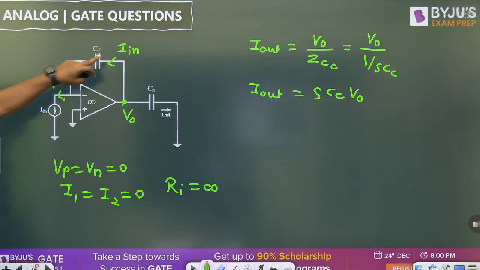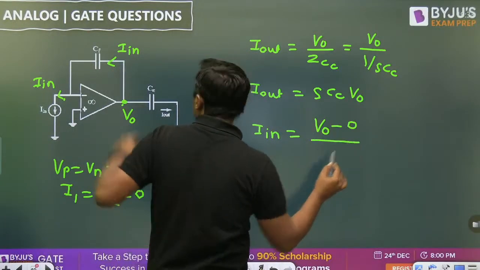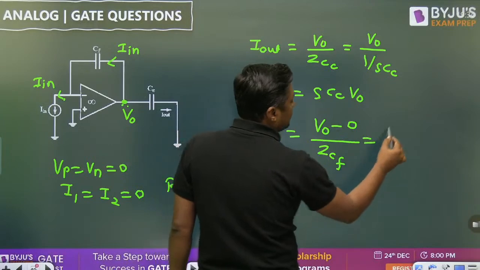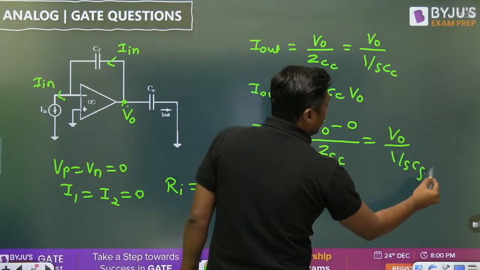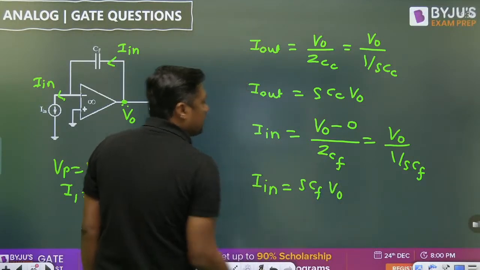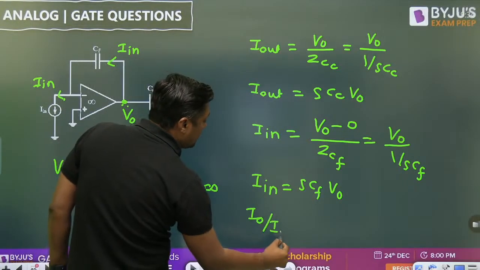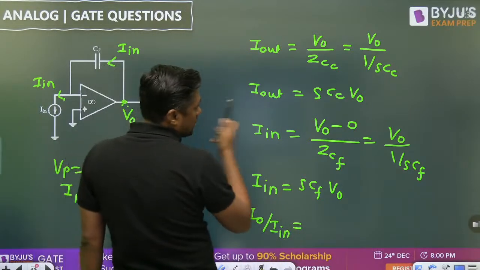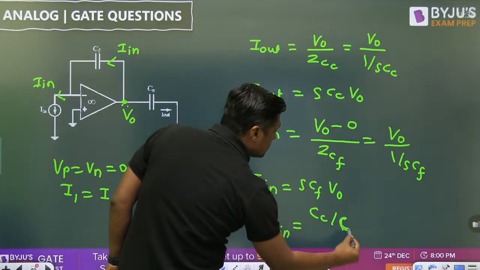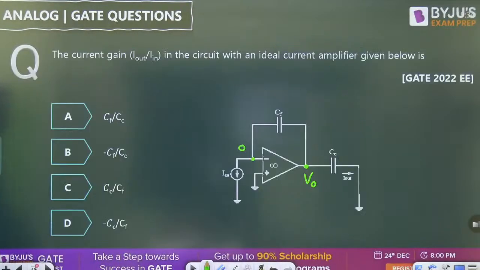Similarly, the voltage at this point is V0, and the voltage at this point is 0. So you can write I in is equal to V out minus V0, V out minus 0, upon the impedance because of this, ZCF. V0 upon 1 by SCF. It will become SCF into V0. Very simple. Now, what is I out by I in? I out by I in will become, V0 cancels, S cancels, CC upon CF. This is not negative. This is a positive value. CC upon CF.